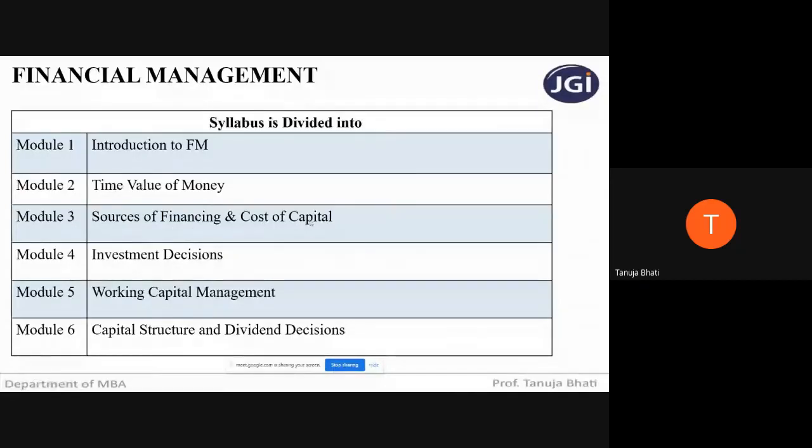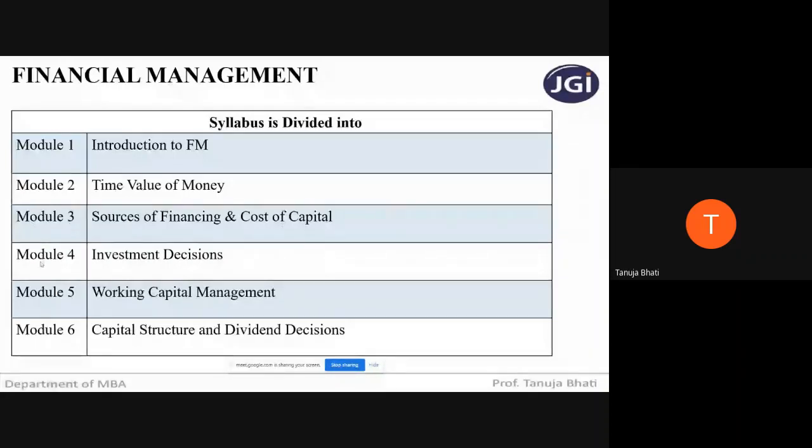Now, what is the meaning of sources of financing? If an organization, if a company requires finance, it has to approach various sources. So what are the different options available to the company to raise finance, like through equity shares, preference shares, debentures, bank loans, and what is the cost associated with raising or getting that finance? That we will be covering in module number 3.